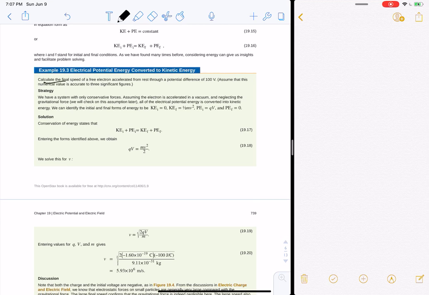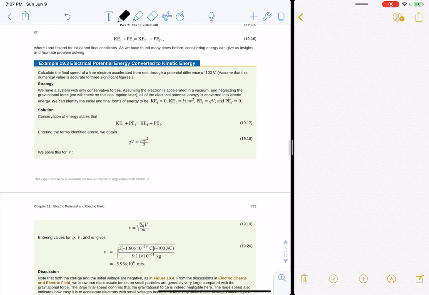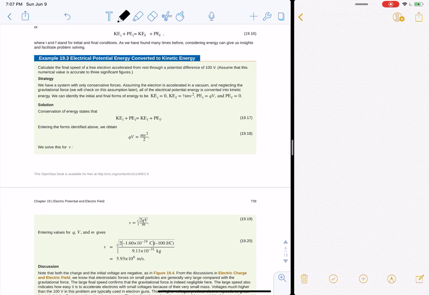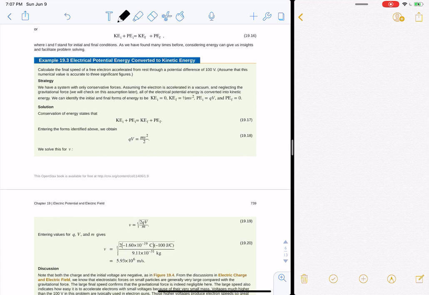So for example here: calculate the final speed of a free electron accelerated from rest through a potential difference of 100 volts. Assume the numerical value is accurate to 3 significant figures, which is three total numbers. So we've got 0 volts, 100 volts, and an electron that we're going to accelerate through this 100 volts. We want to know how fast it is going before it gets to the end.